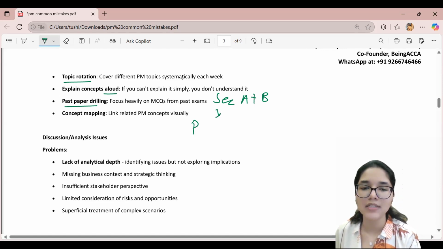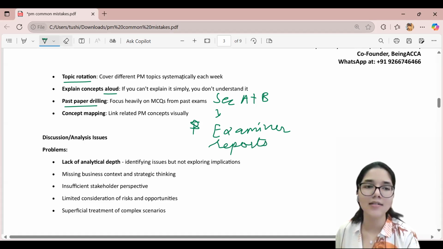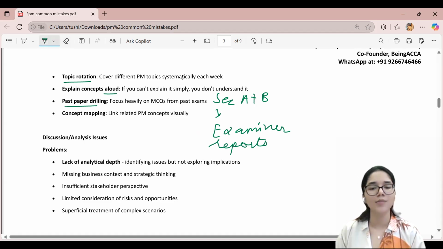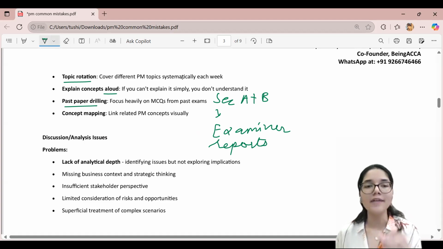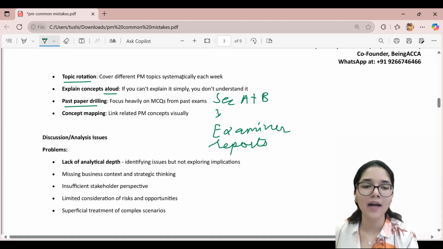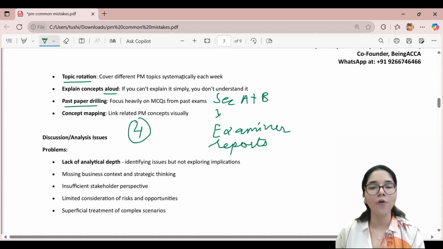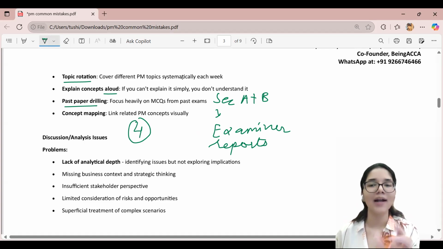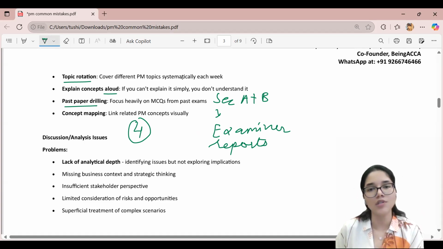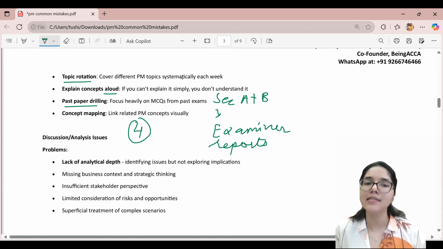The best resource is to have a look at the examiner reports. Examiner reports have published the questions which were most incorrectly answered, or where the candidates have made the most mistakes. So you revisit the examiner reports. I would say at least go through the most recent four examiner reports, where you practice A and B section questions from those reports. Within those reports, you also have the answers available. And if you face any difficulties in the questions that you see there, please feel free to reach out to me.